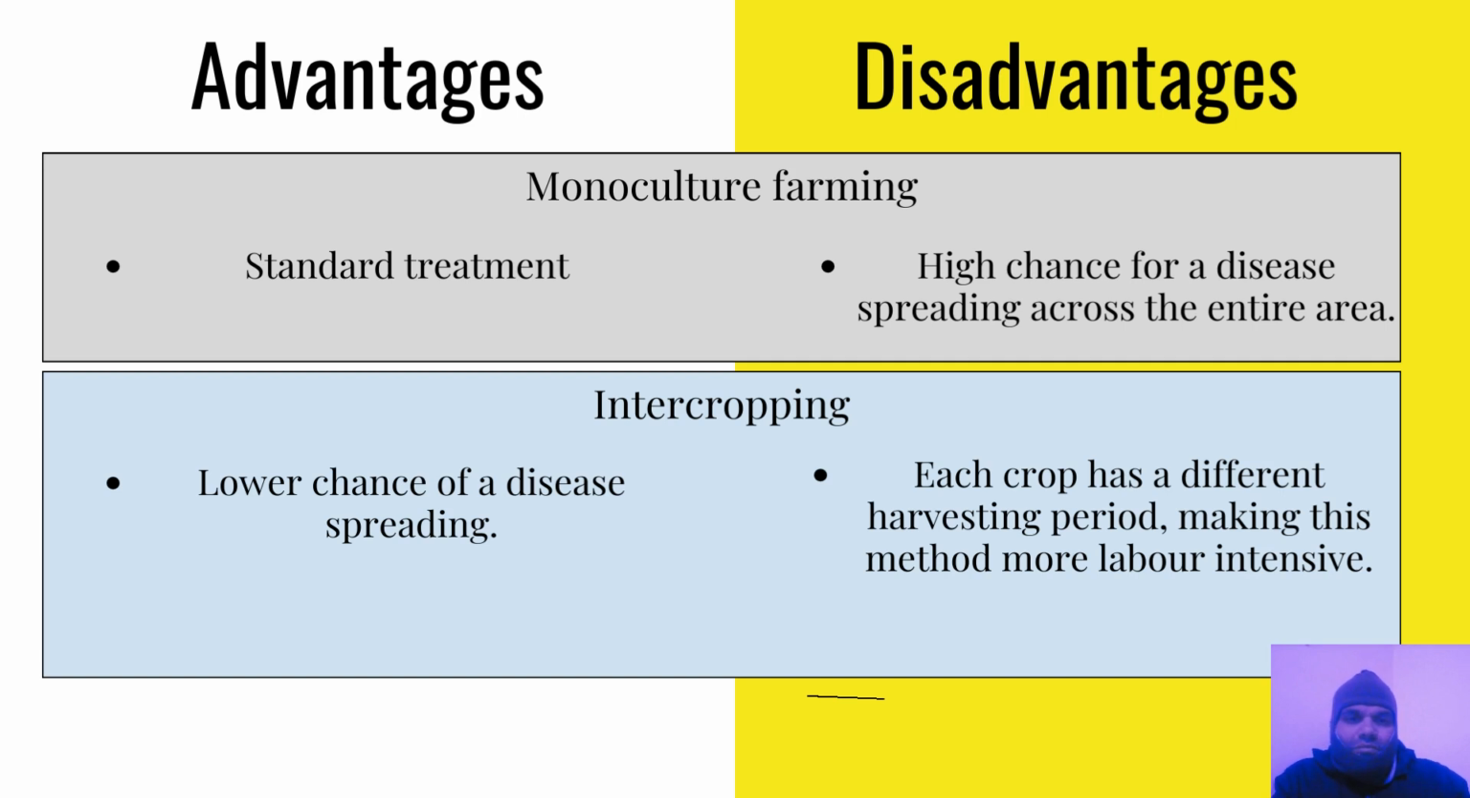Monoculture is advantageous because there is a standard treatment for the entire crop. The entire area has either mustard or wheat, and because of that, the pesticides we need, the fertilizers we apply, everything is standard. The equipment we need, the packaging we need to buy, everything is standard.